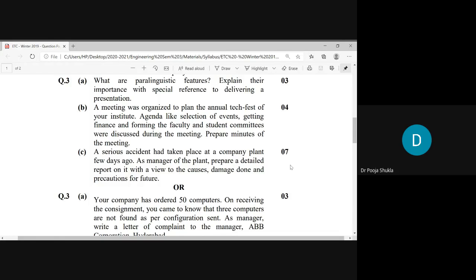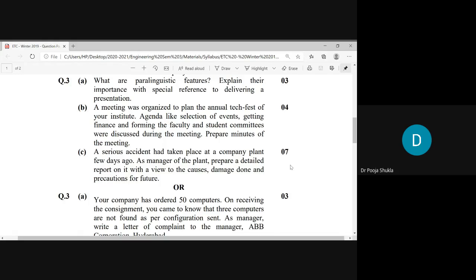Now you draw a table in a tabular format. You will write who was assigned what work. Let's say what kind of event, selection of events. So a few events, you name a few, let's say Robo War, Chemo Car, many events were there, and the selection job was given to faculty X. He or she will report by whatever date, deadline given.